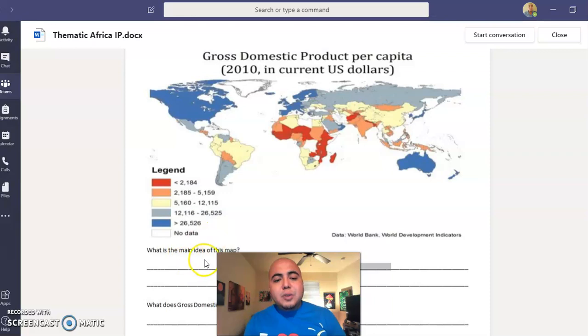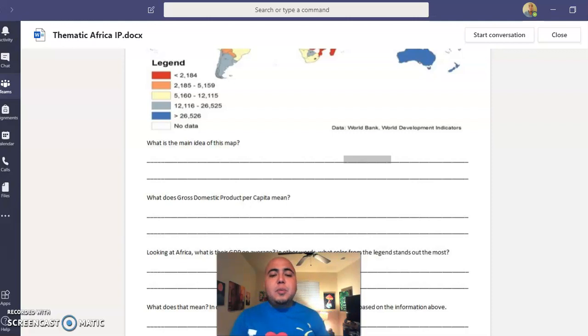Okay. So what's the main idea of this map? Take a few seconds, press pause, press play once you have your answer. All right, so the main idea of this map is telling us the GDP per capita for the countries around the world. The second question is asking, what does gross domestic product per capita mean? Again, press pause, play whenever you're ready. GDP per capita means how much money per average an individual makes.